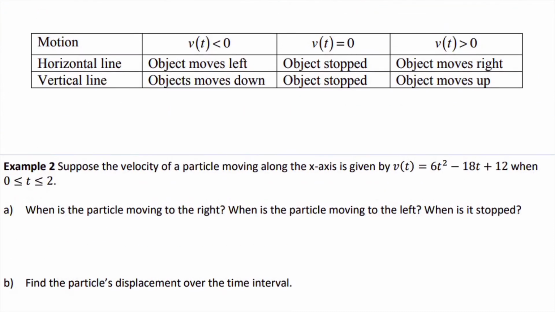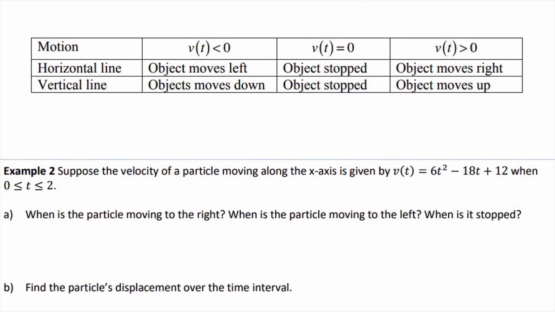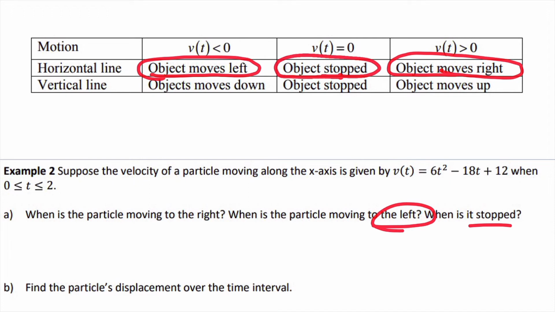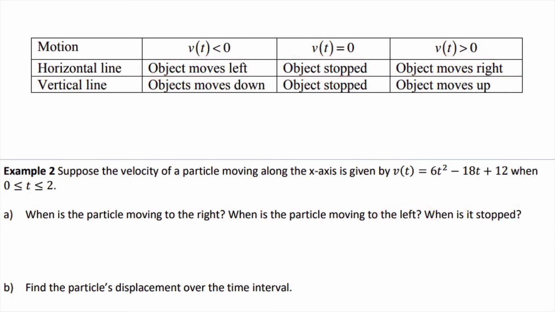Exactly. You look at the table right before it. Move to the right. There's move to the right here. Move to the left. There's move to the left right here. Stop. There's stop right here. It's when velocity is positive, it moves to the right. It's when velocity is negative, it moves to the left. And when velocity is 0, it stops. Okay?